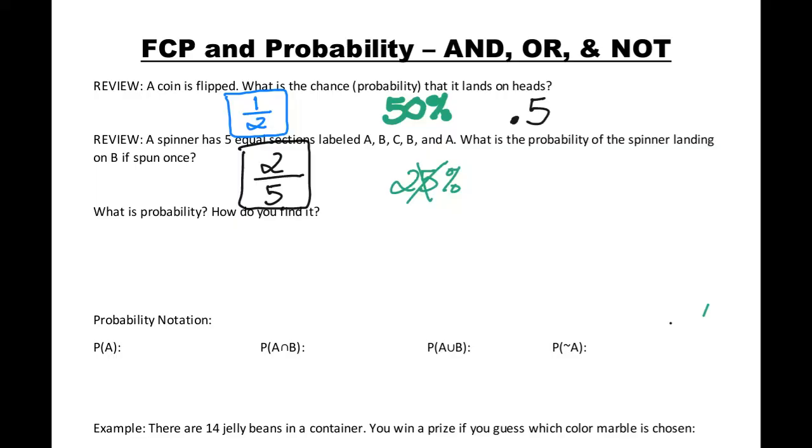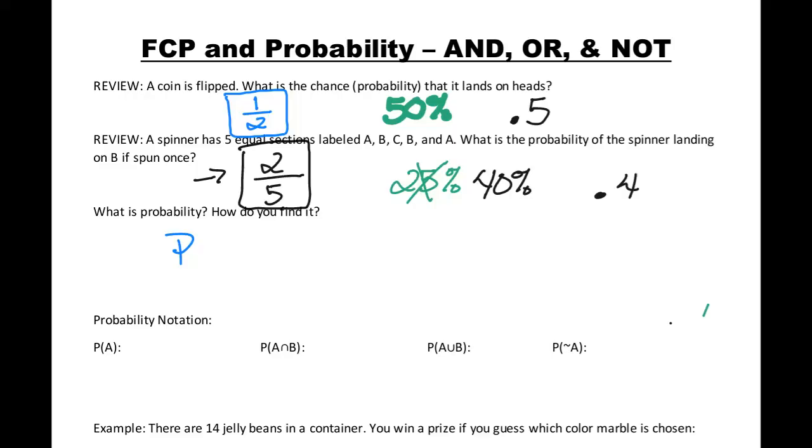Now, 2/5 is going to be 40%, which is a little bit harder to calculate. It's not 25. And 2/5, we would write as 0.4 as a decimal. But again, we're going to focus on this as a fraction. So what is probability? Probability, and yes, you need to write this down.